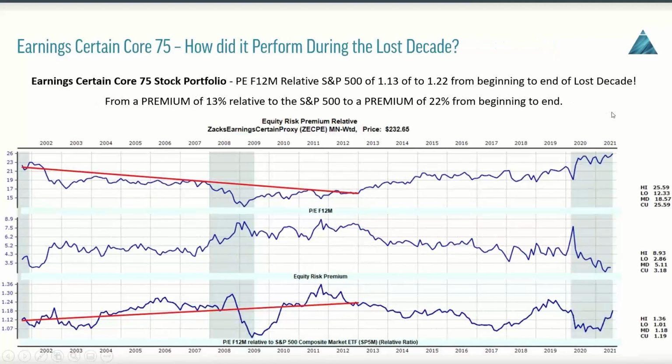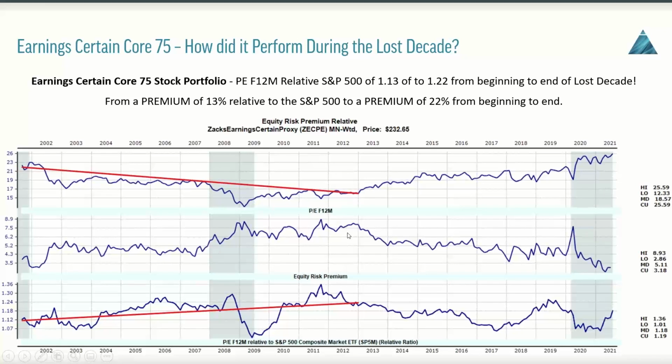Okay. So let's take a look at how the Earnings Certain family of equity model portfolios performed during the lost decade. When I'm talking about performance here in this context, again, I'm talking about those same relative valuations. And again, my idea here is to paint kind of a grim picture. I want everyone to see that there's really not a safe area in terms of this PE multiple collapse.